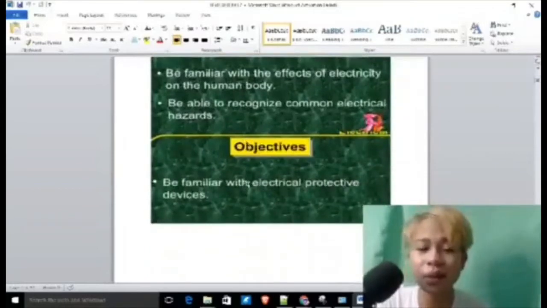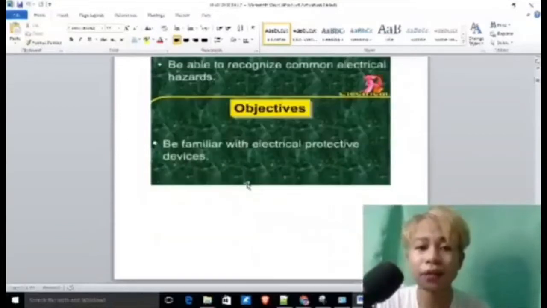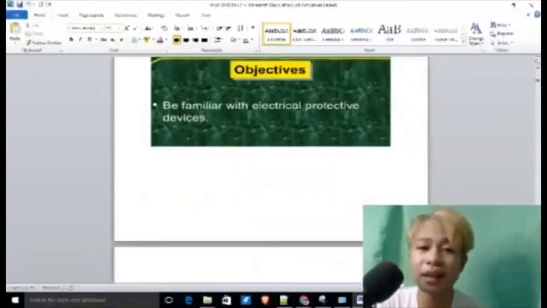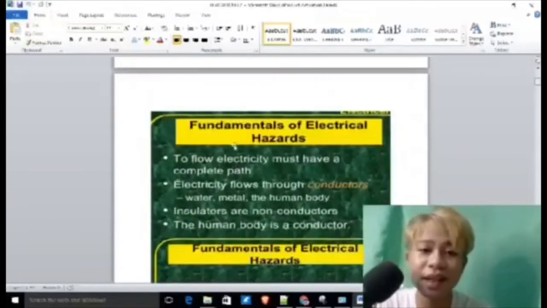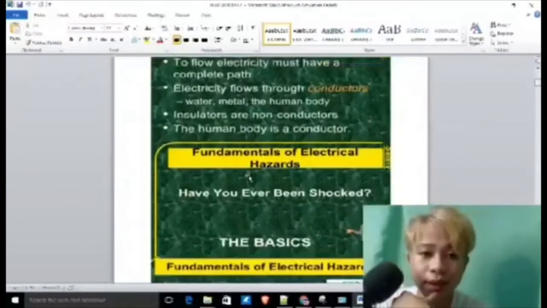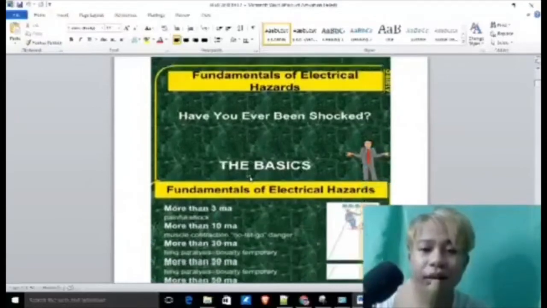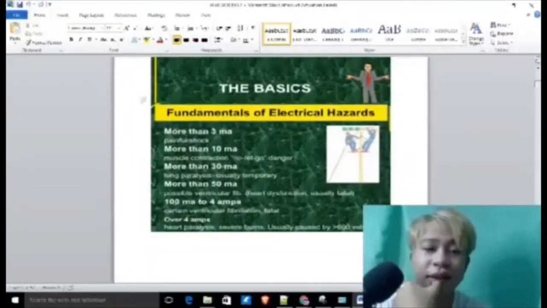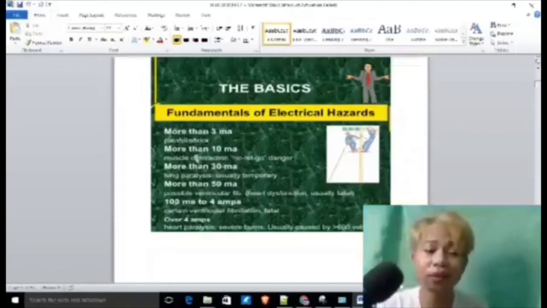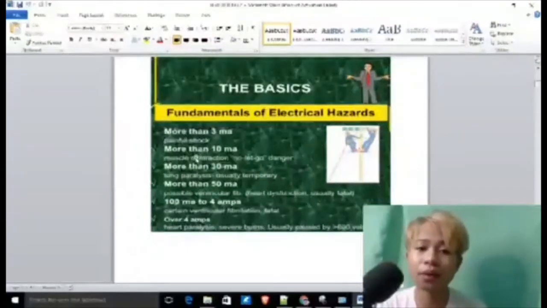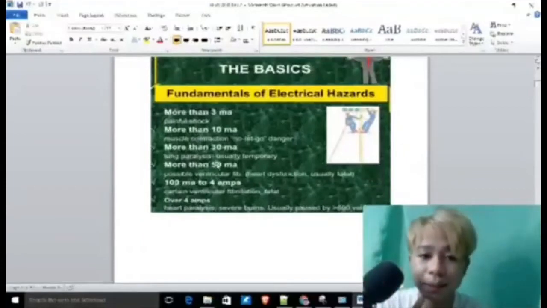It makes you knowledgeable and safe, because when you apply this and follow all these fundamentals of electrical hazards, you can avoid risks or hazards like that. Here you also learn how electrical hazards affect you when you fail to perform the activity in a proper way.